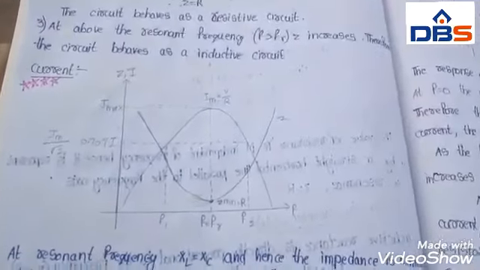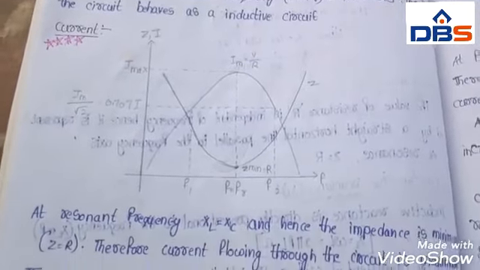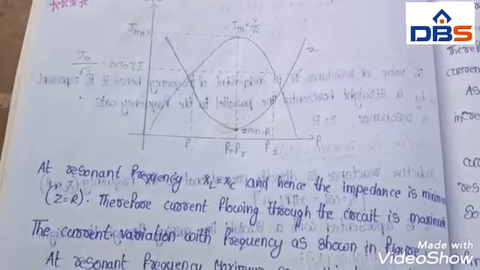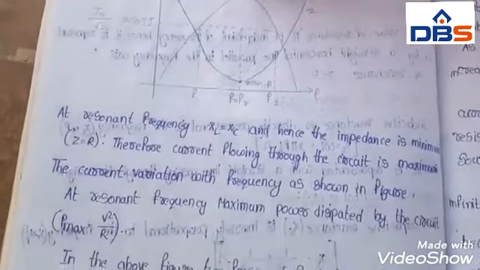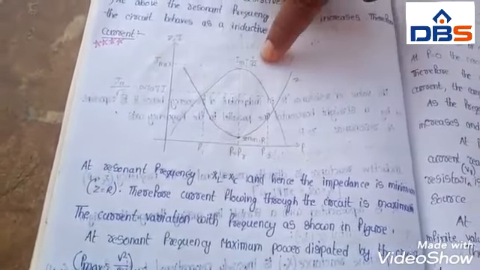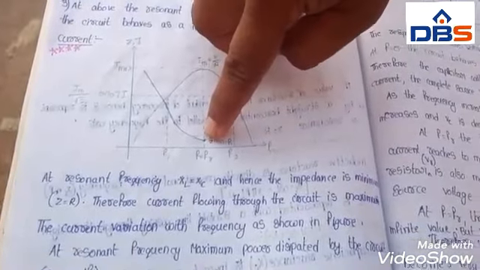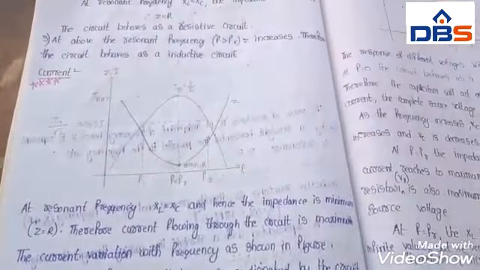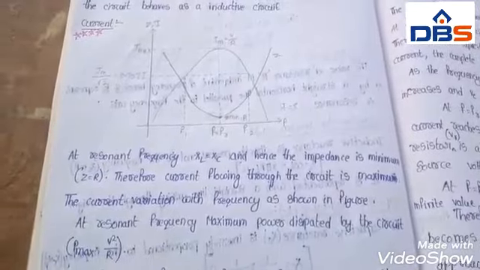Another parameter is current. We all know that current at resonance is at its maximum value. As frequency increases, the current value increases. At resonant frequency the current is maximum, that is V by R. Current maximum is nothing but impedance minimum. This is the impedance curve, and this is the current waveform.